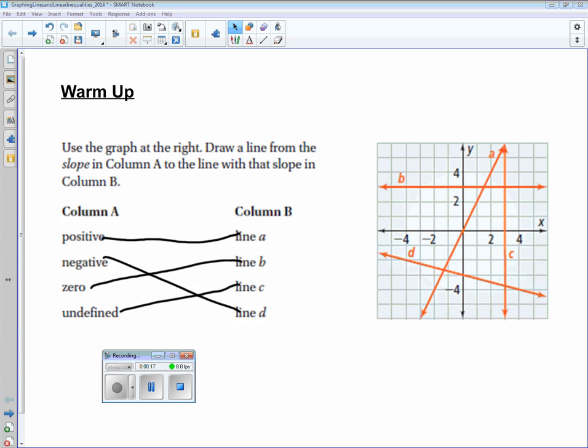I agree. I have a question. Sure. So how do you tell if it's going from left to right? You read it like a book, like you're going from left to right. Is it going down from left to right?